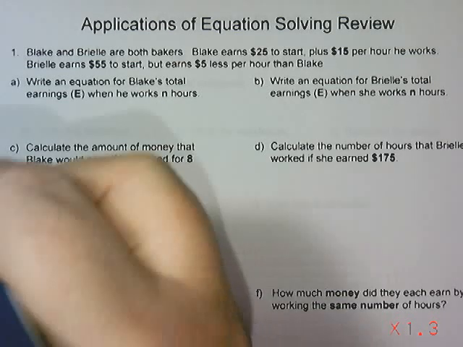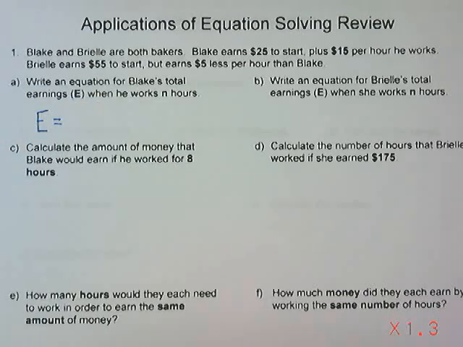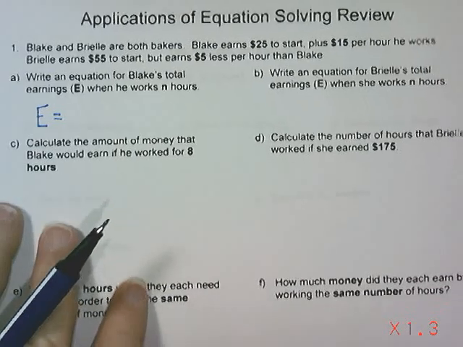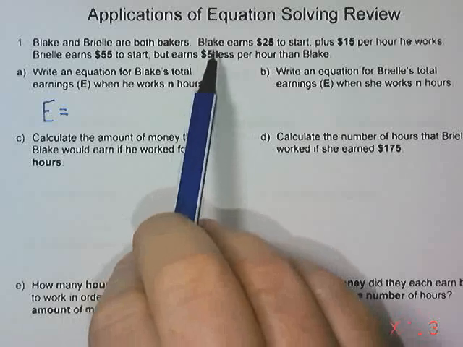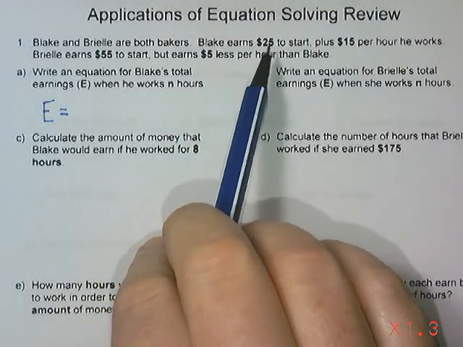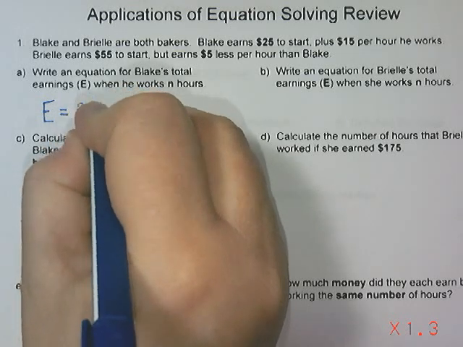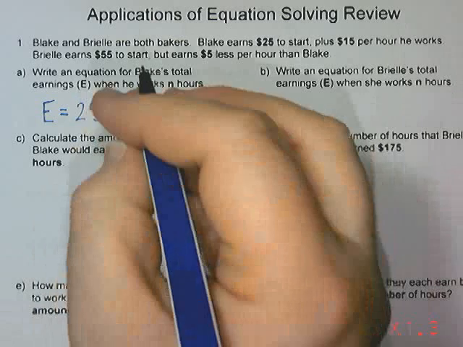Okay, so I am going to start my equation with E. So anytime we're doing an equation, we put our initial value first, and then we do our rate of change. So if I look at Blake, it says Blake earns $25 to start. That is Blake's initial value. So we have $25 to start, and then plus $15 per hour.